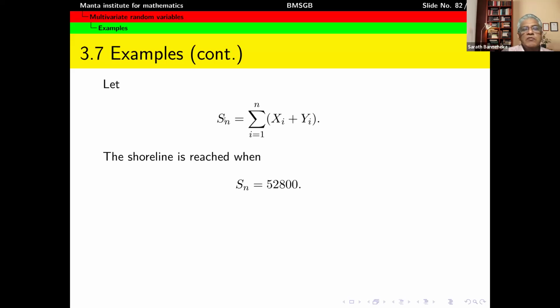So what you need is the expected value of Sn, which will be equal to the sum, i from 1 to n, of the expected value of xi plus the expected value of yi. The variance of Sn will be equal to, again, the summation, i from 1 to n, of the variance of xi plus the variance of yi. You can write it like that because xi and yi are independent. Otherwise, there would be some covariance term coming in. But in this case, because xi and yi are independent, the covariance becomes 0.